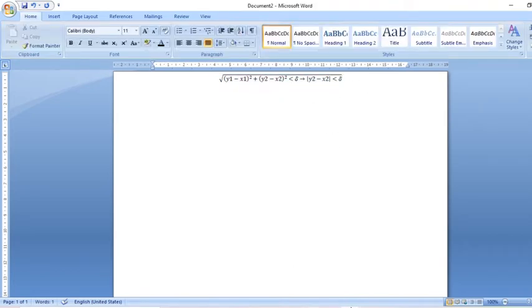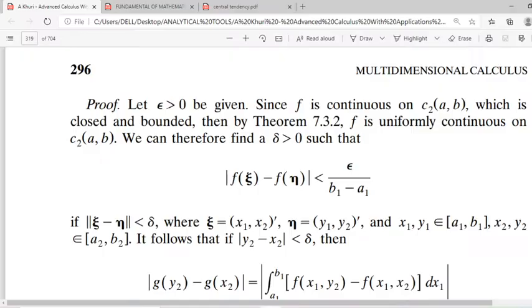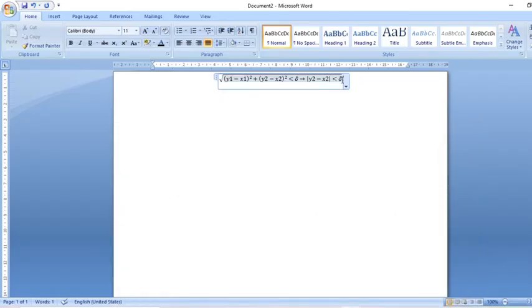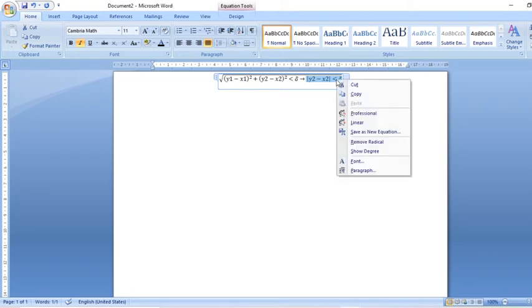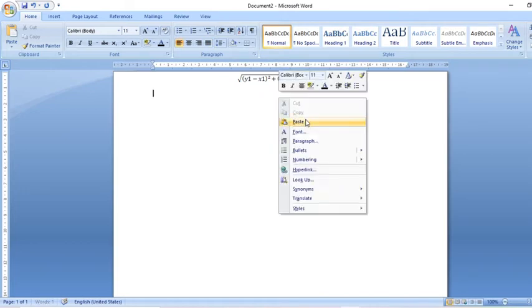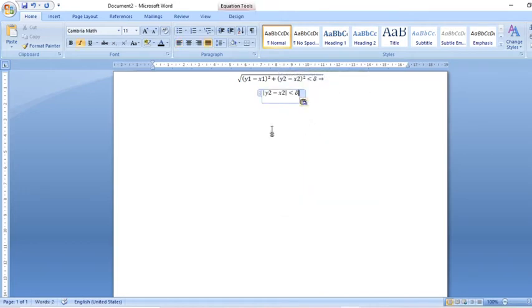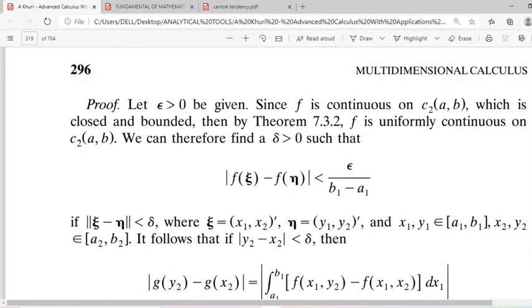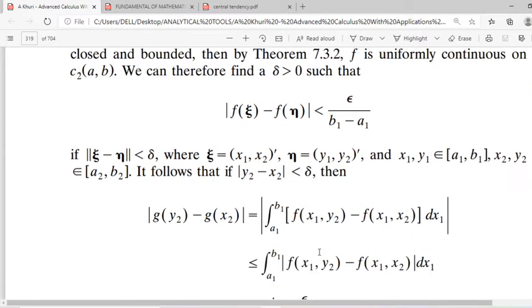Sorry, it will not be inside, it will be outside of that. That will imply that y2 minus x2 will be less than delta. So that is used here. In that case, we can take the difference and the modulus.